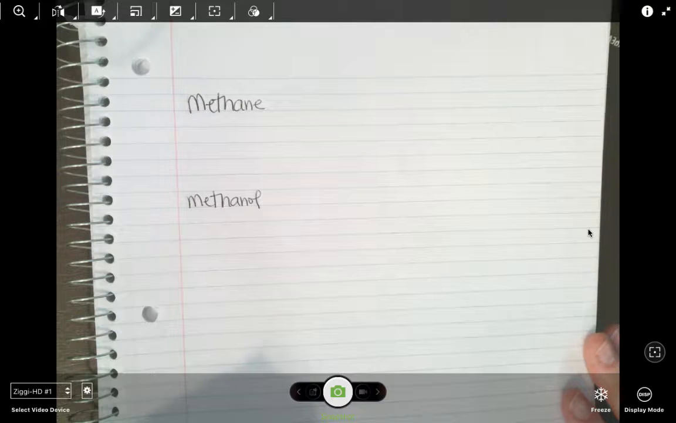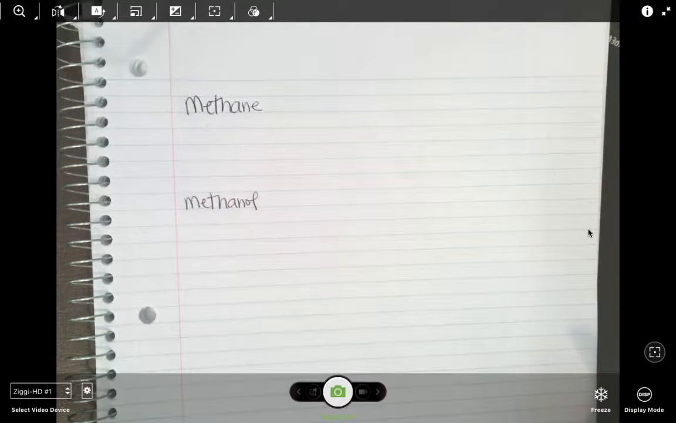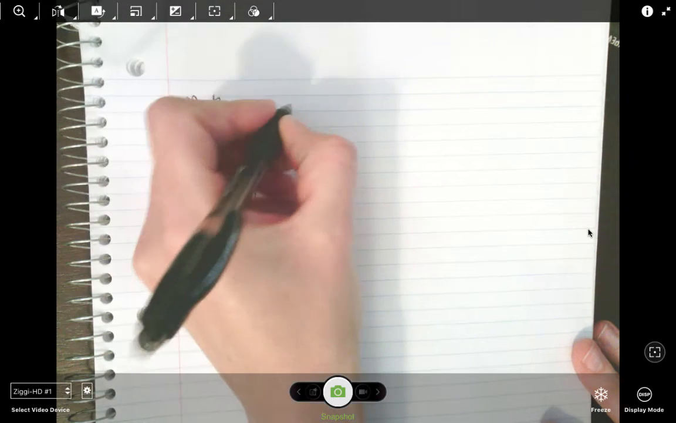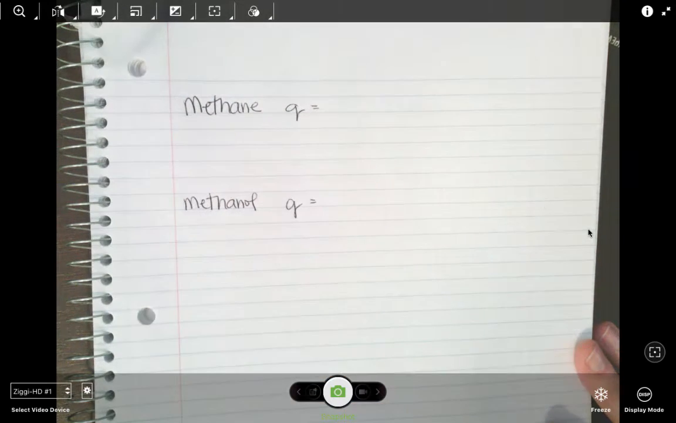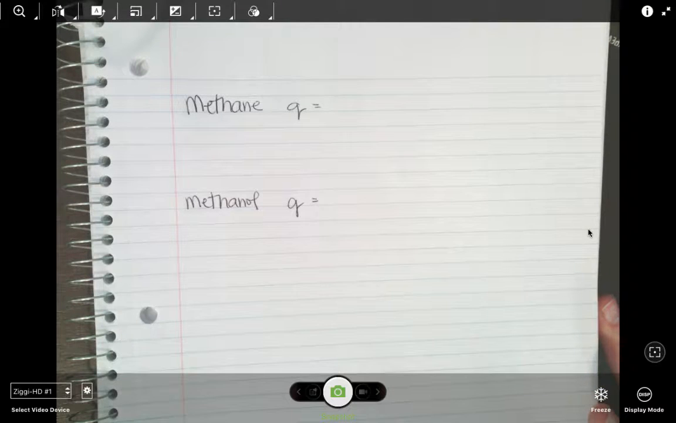In an energy density problem, you're figuring out how much energy is transferred by the fuel to heat up water, and you're making the assumption that the energy transferred from the fuel to heat up the water is all of the energy given off by the fuel. Therefore, that is the energy of the fuel. So what we have to do for each of these is calculate Q of water and then divide it by the mass of the fuel used. So let's start with methane.